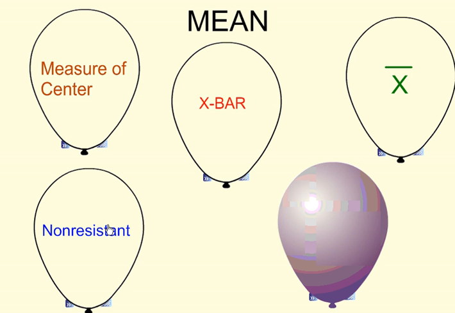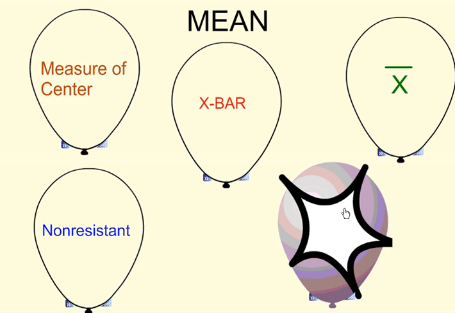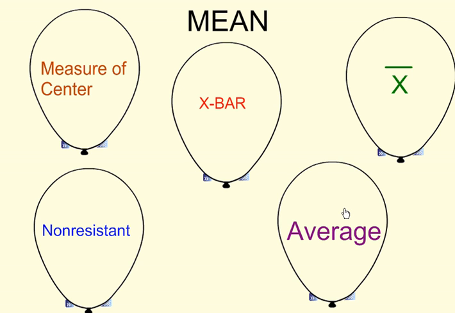The mean is a non-resistant measure of center, meaning that it is affected by outliers or extreme values in your data set. It's also affected by strong skewness. And if one talks about mathematical average, they are usually talking about mean.